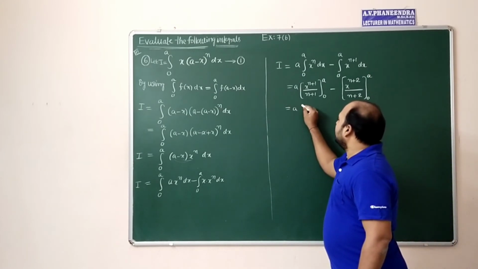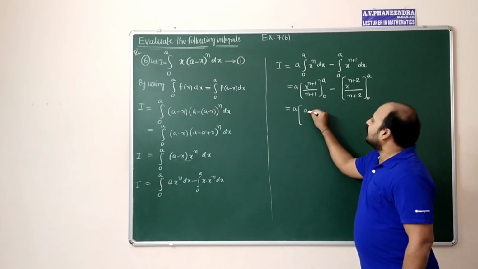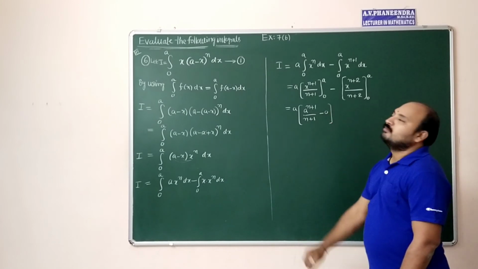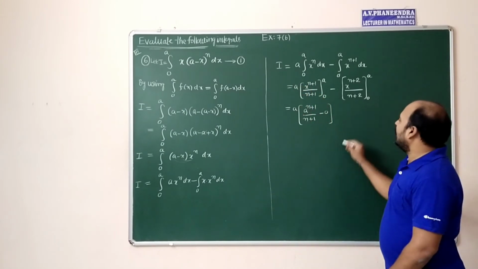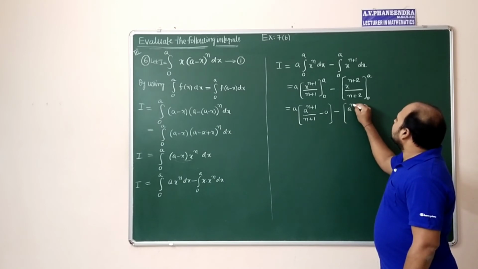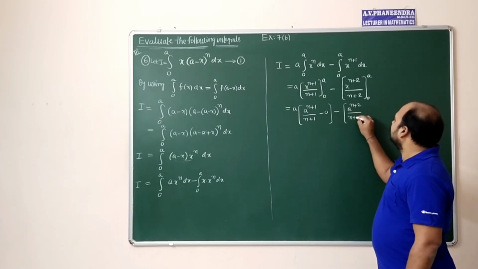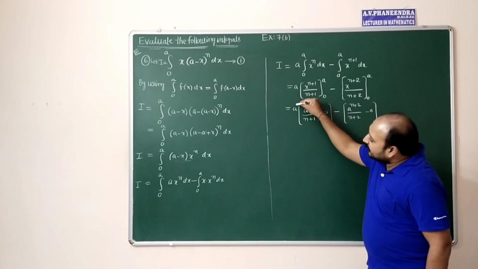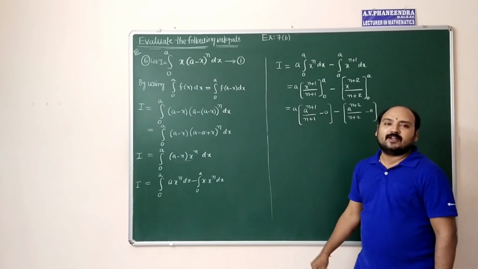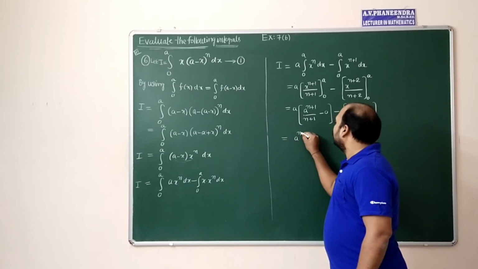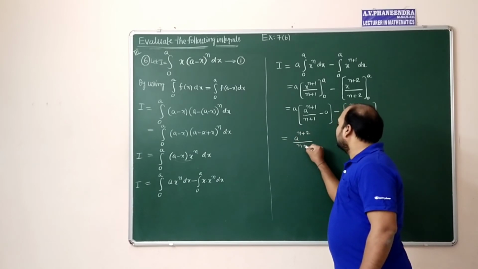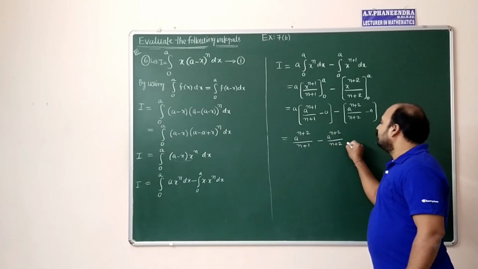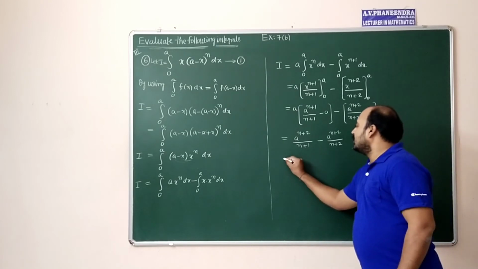So which is equal to a into, first in place of x upper limit, a power n plus 1 divided by n plus 1 minus 0. If you substitute x equal to 0, everything is 0. Minus a power n plus 2 divided by n plus 2 minus 0. A into a power n plus 1, here a means a power 1 only, no? Bases are equal, powers should be added. We will get a power n plus 2 divided by n plus 1 minus a power n plus 2 divided by n plus 2. Now take a power n plus 2 common and simplify.